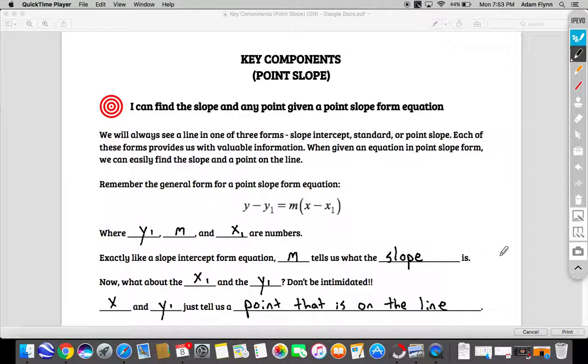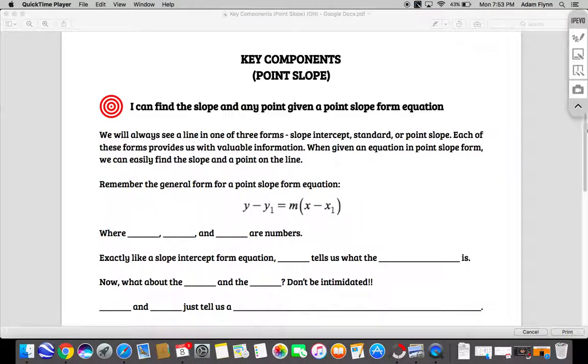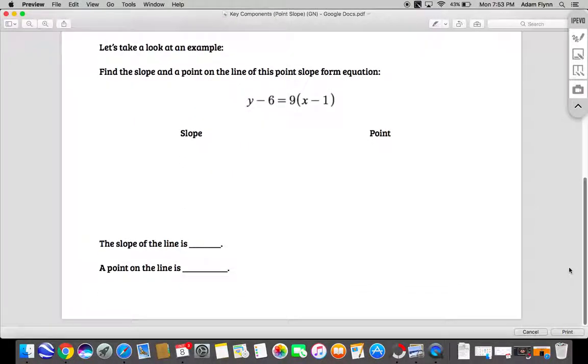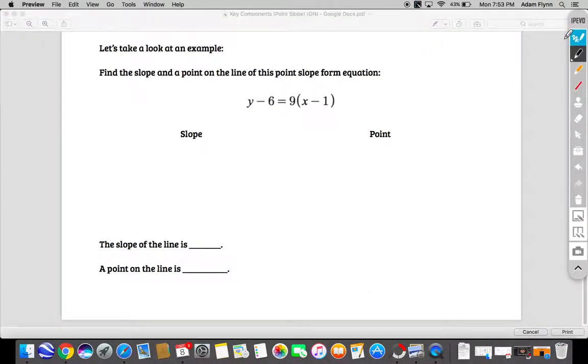Or another way of phrasing that is x1 and y1 just tells us that this line runs through the point. Okay? Pause the video if you need more time. So let's jump right into it. Let's take a look at an example.